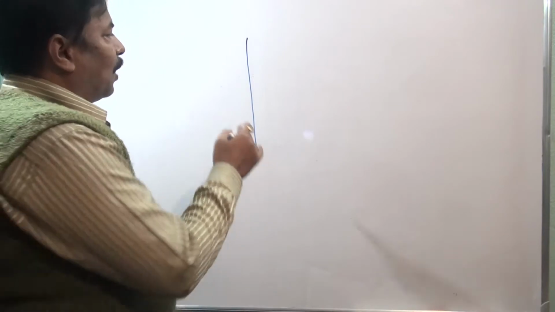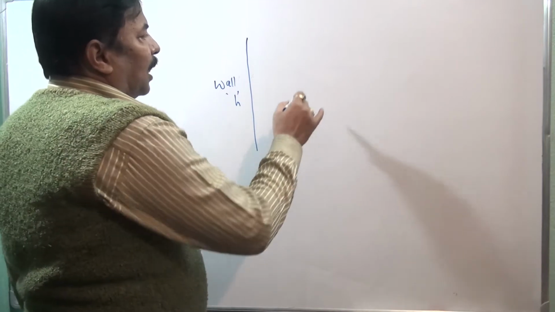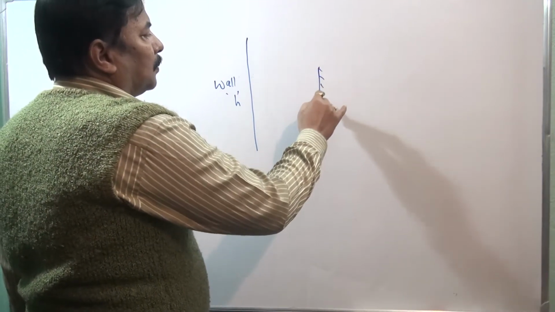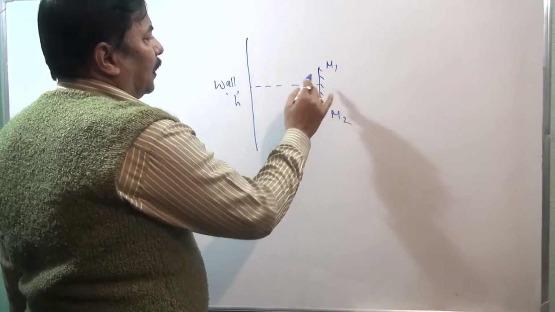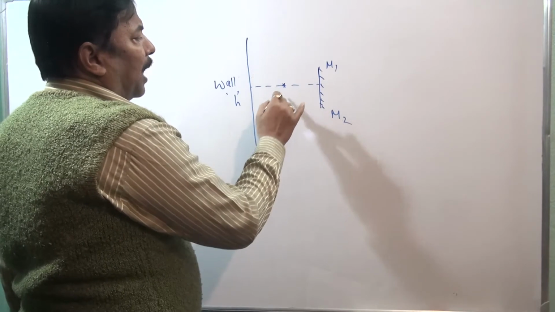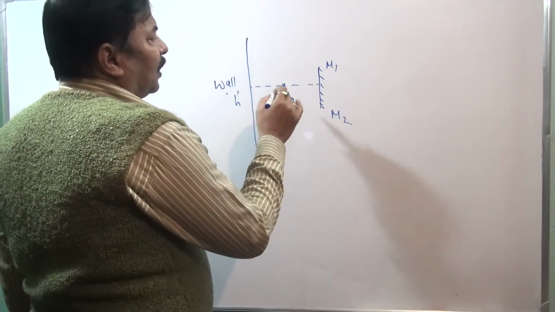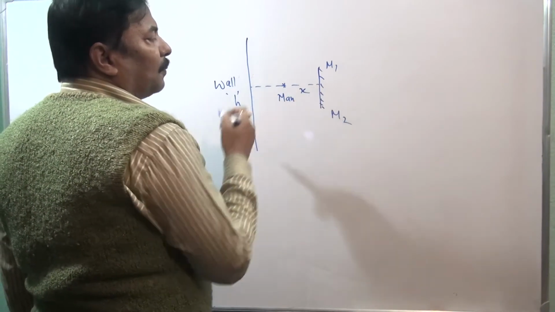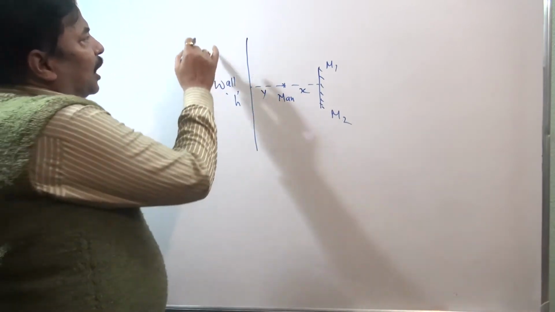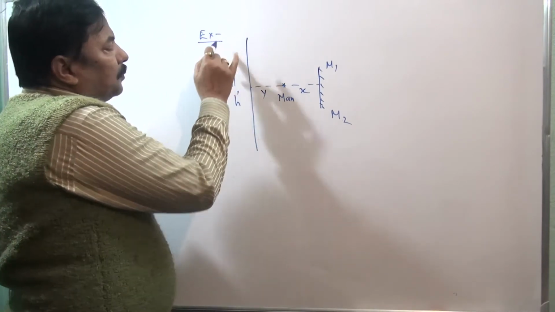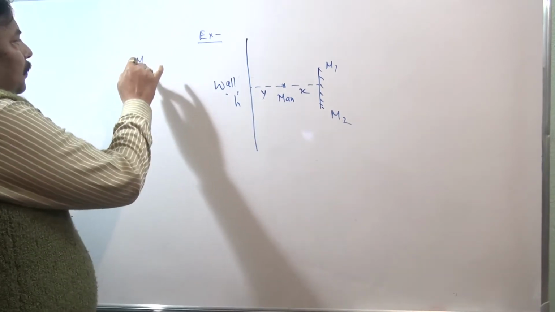Let us consider there is a wall. This is a wall, and this wall has the height h, and here is the plane mirror M1 M2, and in between one man is there. This man is at a distance x from the plane mirror and y from the wall. You will have to tell the minimum size of this mirror.